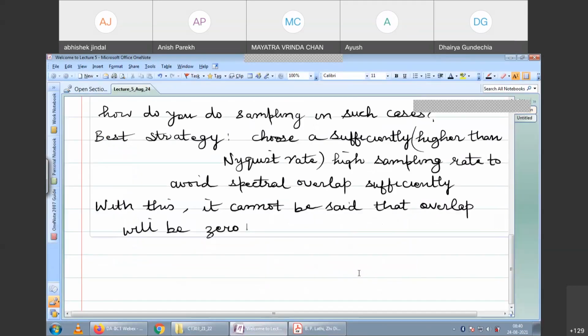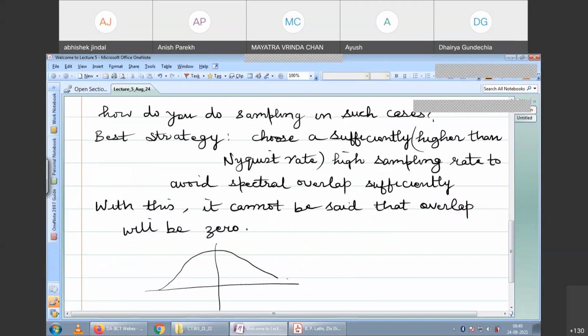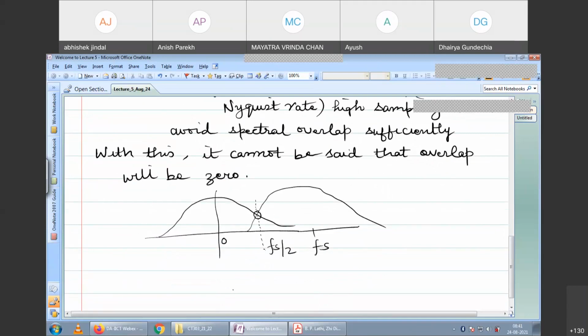Let me draw it for you. If something is of this form, or of any form, and I shift this zero to some frequency, let us say fs, and let us say this is your spectrum, then the frequency where both the curves intersect is fs by 2, that is half of this frequency. At half of this frequency, both the curves will definitely intersect. This frequency has a special name, called the folding frequency. So we will write it down.